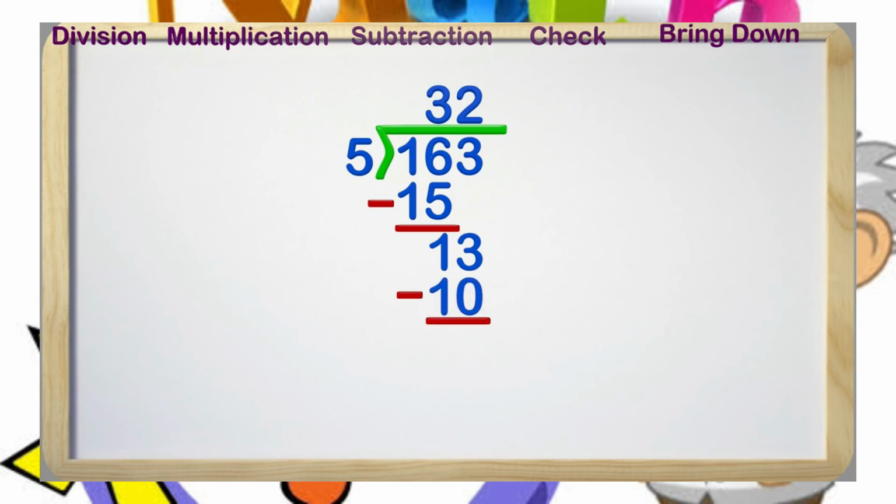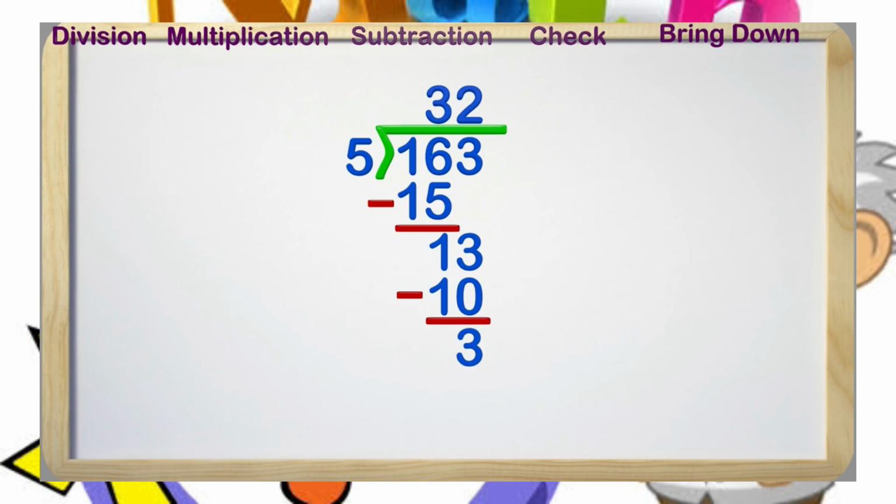Subtraction is next, and 13 subtract 10 is 3. The next step is to check. Does 5 go into 3? And the answer is no. The last step is to bring down, but there is nothing left to bring down, so we are done. But we still have the 3 at the bottom as our remainder.